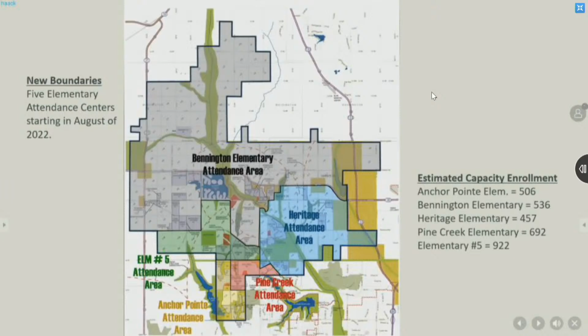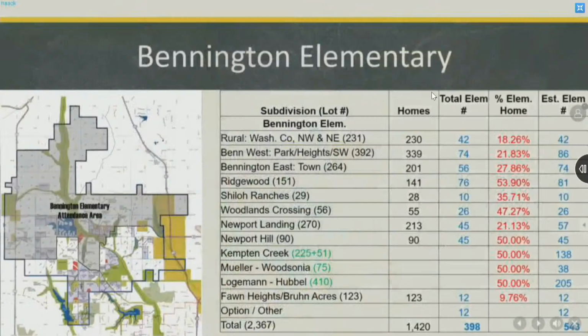Now, if we had the number of students going in there, and if we took every one of those by a percentage, what we would end up with is Anchor Pointe at 506, all the way up to Elementary number 5 at 922. Let's show you each map. All right? These are the subdivisions in each attendance center. We're going to start with Bennington Elementary. Bennington Elementary does not change in terms of boundaries or attendance center zones.